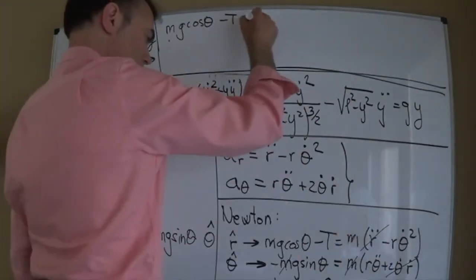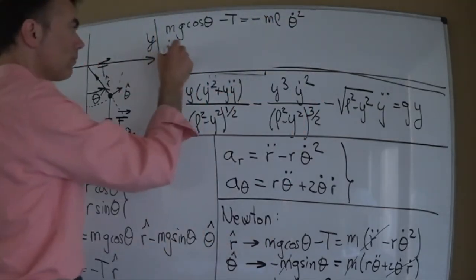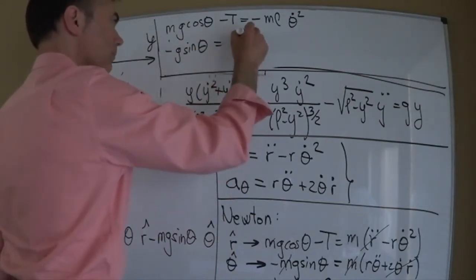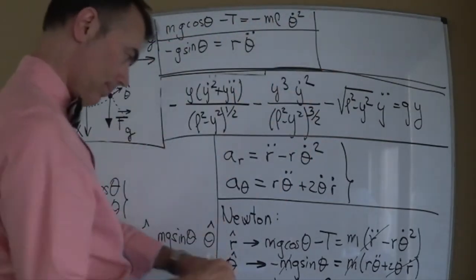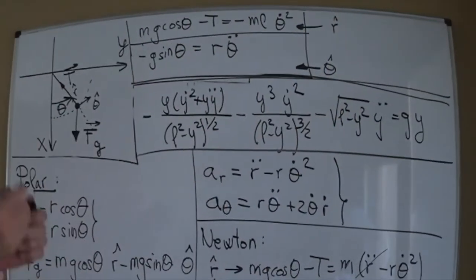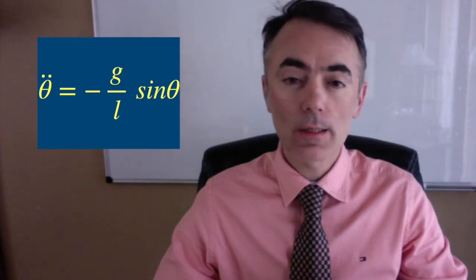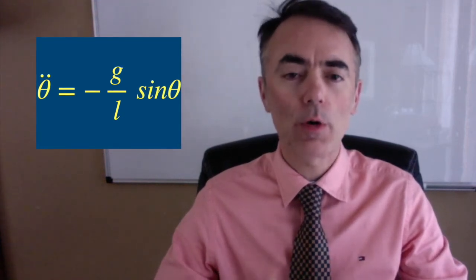So, after a bit of wibbly-wobbly mathy stuff, we get that theta double dot is minus g over L sine of theta. This looks like a nicer differential equation, but there's no analytical solution either. We have to solve this equation numerically.